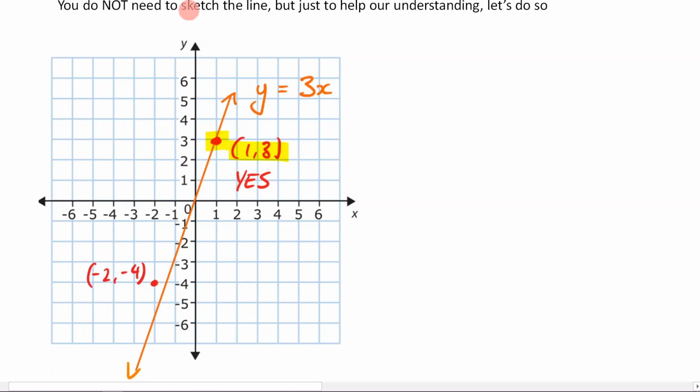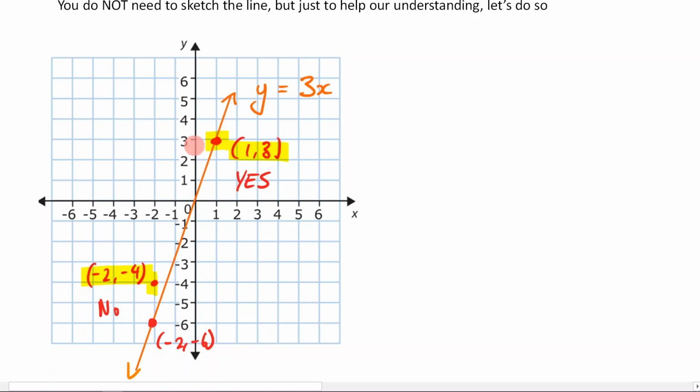And what about our other point? Our other point was negative 2, negative 4. Is that point on the line? Well, clearly, it's not on the line. No. And you can see why it's not on the line, because when x is negative 2, I should get negative 6 out. This is negative 2, negative 6. So negative 2, negative 4 doesn't work. It's negative 2, negative 6. Here, 1, 3, that checks out.